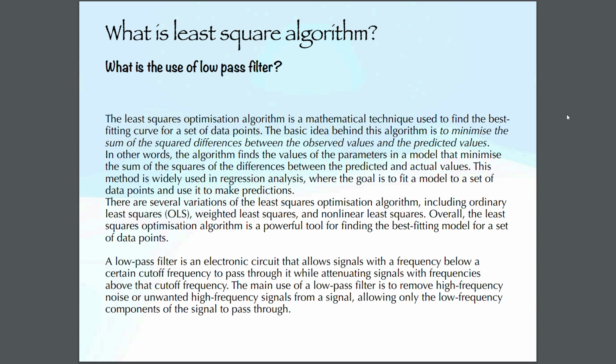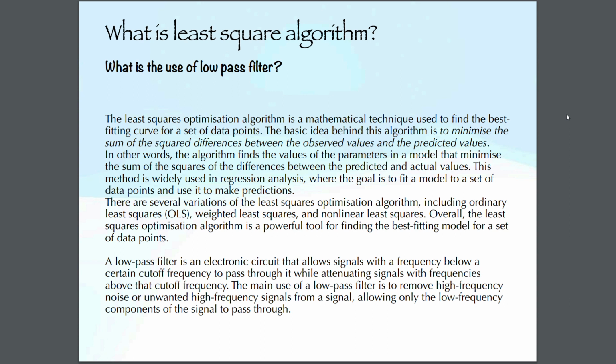This method is widely used in regression analysis, where the goal is to fit a model to a set of data points and use it to make predictions. There are several variations of the least square optimization algorithm, including ordinary least squares, weighted least squares, and nonlinear least squares. Overall, the least square optimization algorithm is a powerful tool for finding the best model for a set of data points.